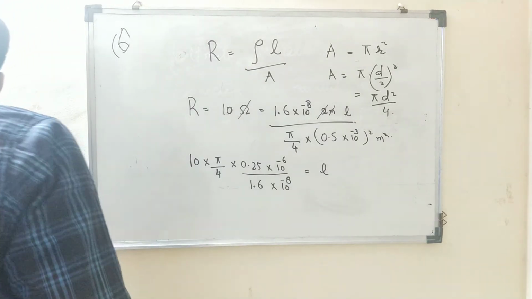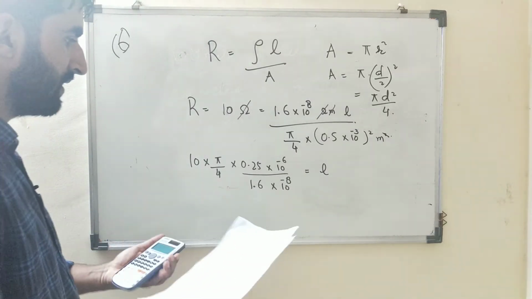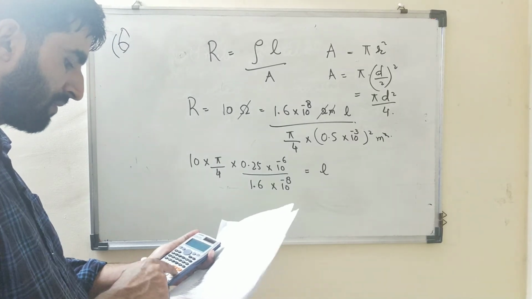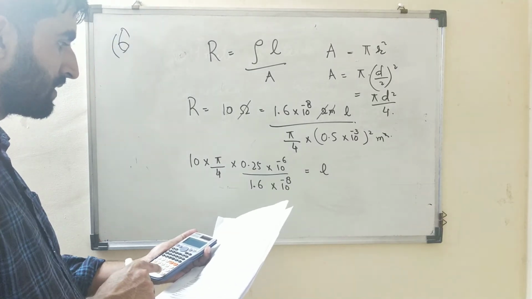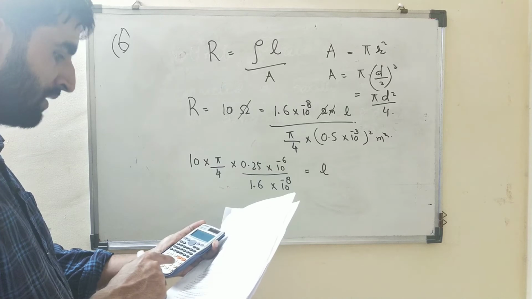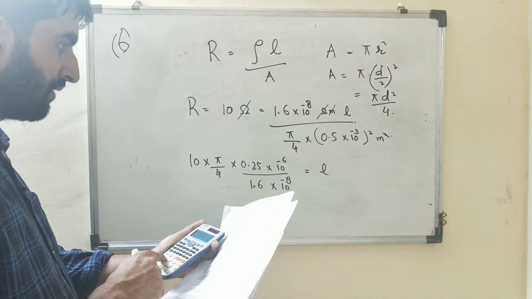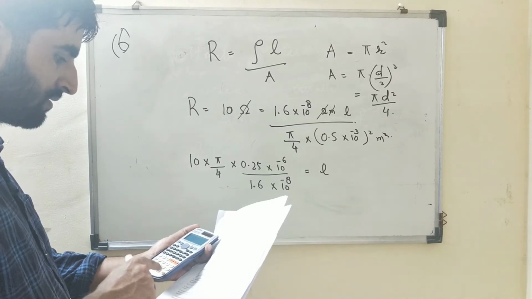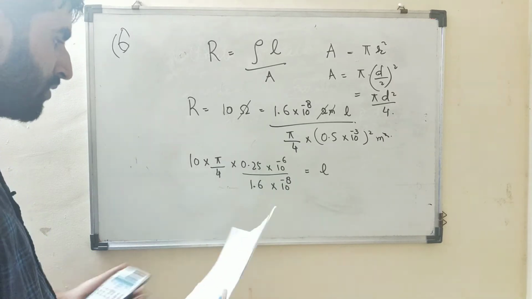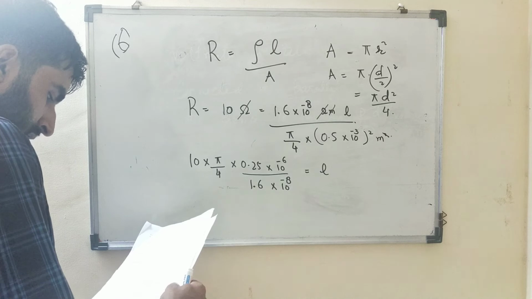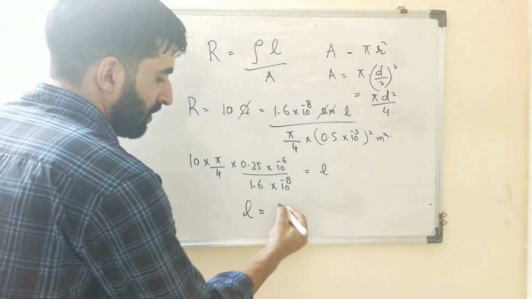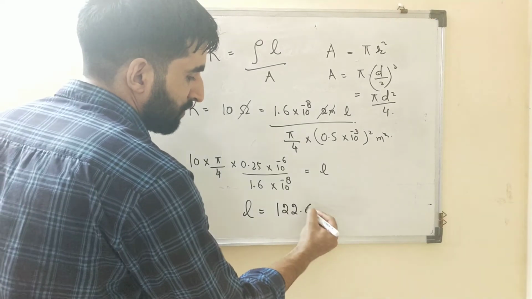So what will be the answer? So you have to calculate it. So this will be equal to 3.14 divided by 4 into 10 into 0.25 divided by 1.6. So this will be equal to 1.22. So length will be equal to 122.65 meter.